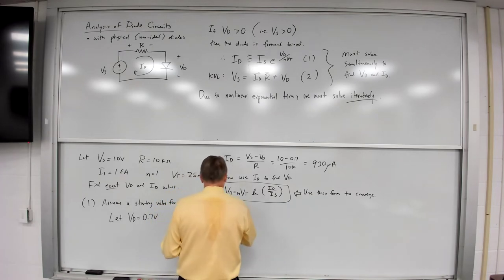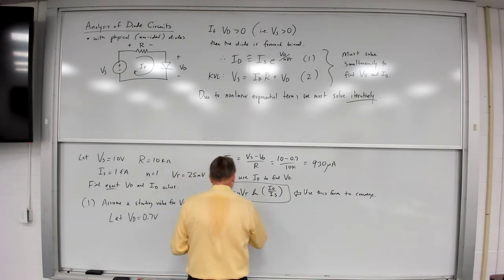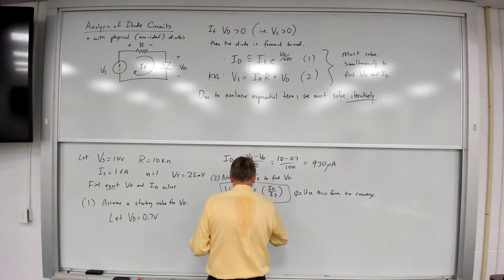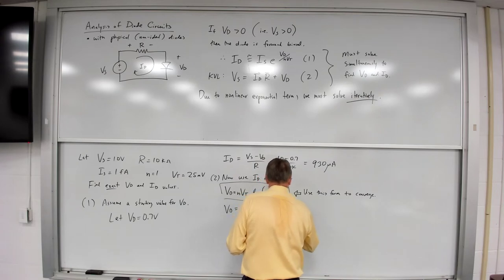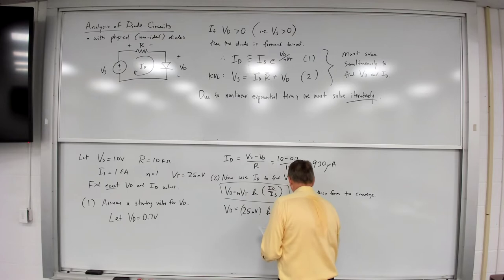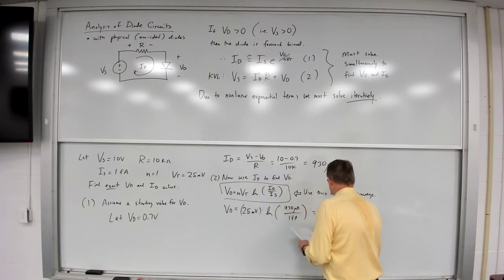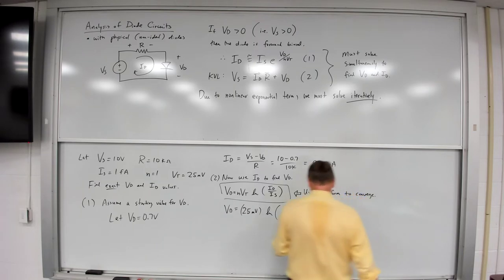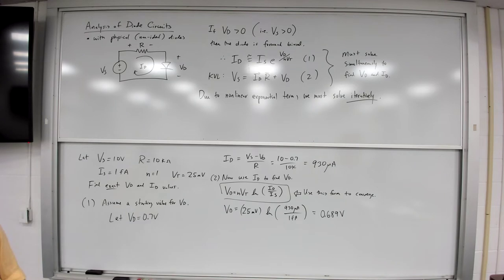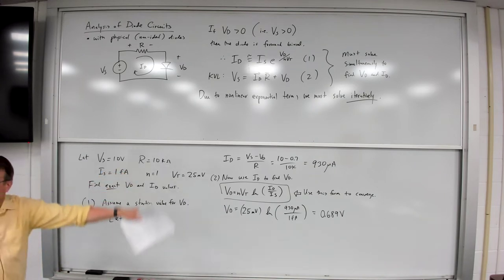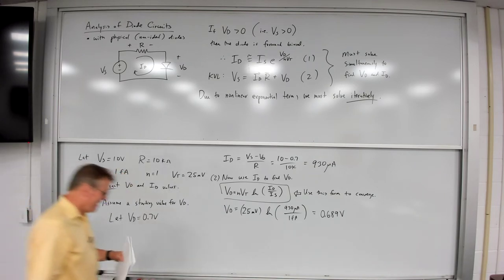So in this case, what we get is VD is equal to 25 millivolts times the natural log of 930 microamps divided by 1 femtoampere, which is equal to 0.689 volts. What do I do next? I iterate. I go around.